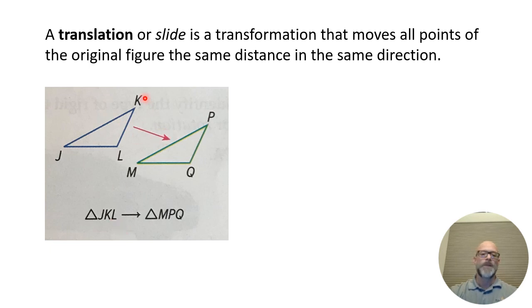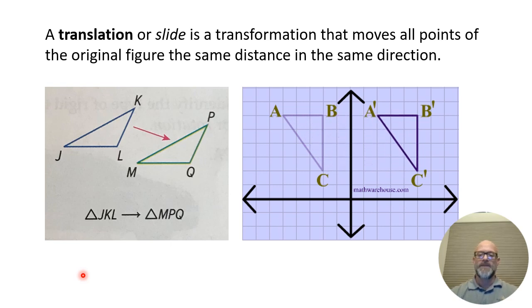Right on. So K is going to map to P, J map to M, and L map to Q. So if we talk about triangle JKL, we have to talk about its image being MPQ. Input, output, pre-image, image. This thing right here is describing a function called a translation, describing a rigid transformation called the translation, whose job is just to move an object a certain distance in a certain direction.